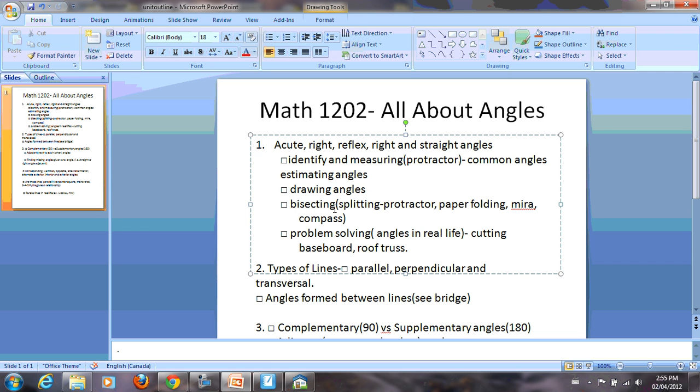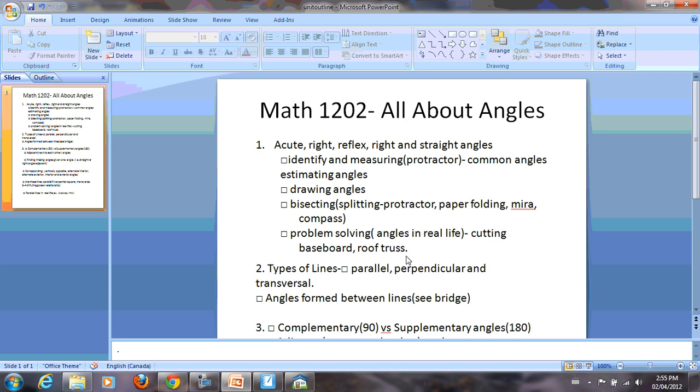You'll then have to bisect angles, splitting them using a protractor, paper folding, a mira, or a compass. The most common ways we'll be doing it will be with a compass or a protractor. We're going to look at some angles that are in real life, like cutting in baseboards or woodworking or roof truss. After we're done with angles like that, we're going to look at lines that intersect each other or cross over each other. We'll talk about parallel, perpendicular, and transversal lines.